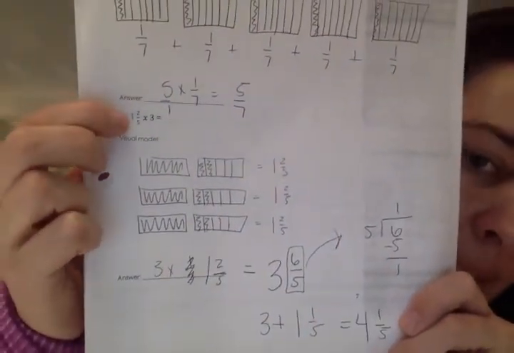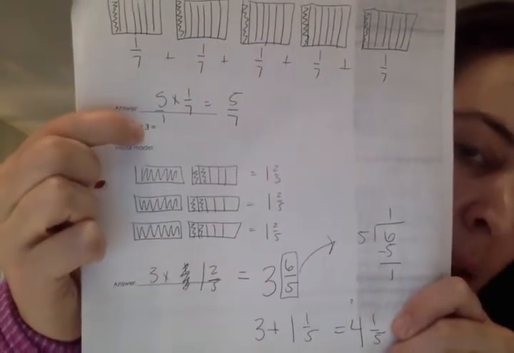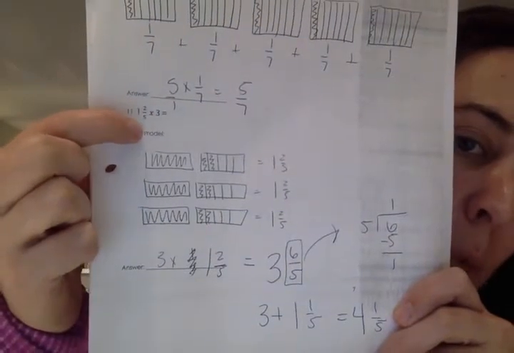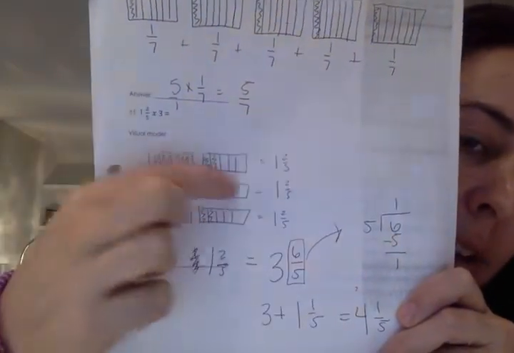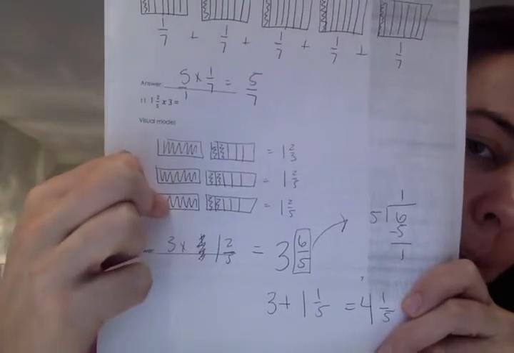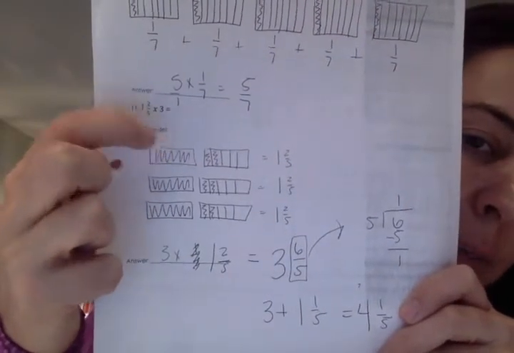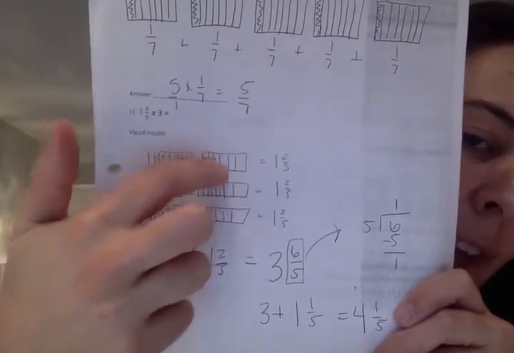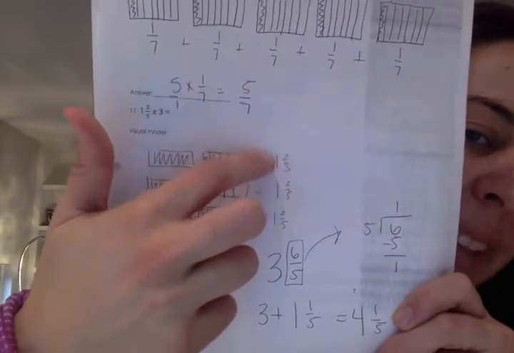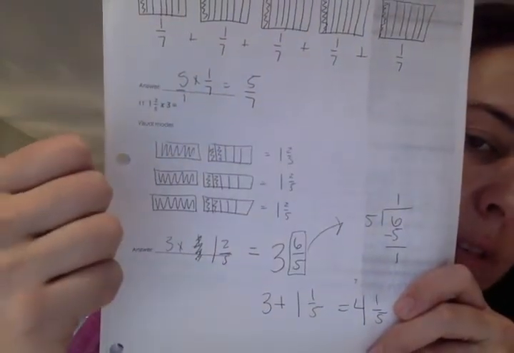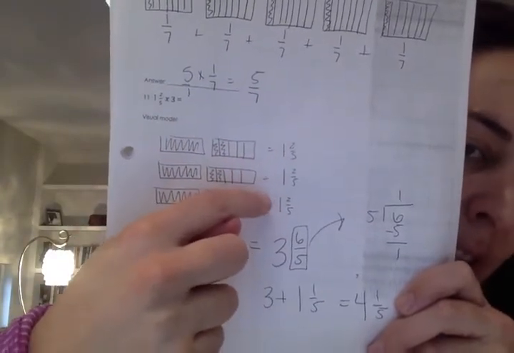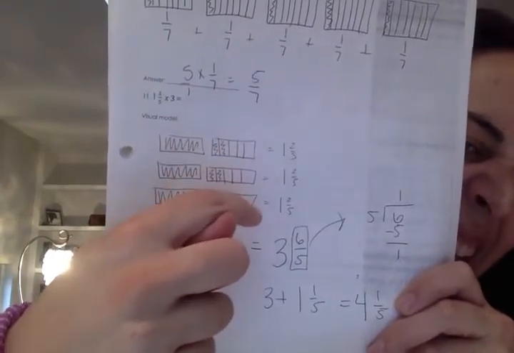Number 11, we're multiplying a mixed number by a whole number. We can represent that with a picture by drawing 3 groups of 1 and 2/5. So I have group 1, group 2, and group 3. I represent 1 and 2/5 by drawing a whole fraction strip that's shaded, and then a fraction strip that I divide into 5 pieces and I shade 2. I labeled it 1 and 2/5 so that it was very clear for myself. So 1 and 2/5 and 1 and 2/5 and 1 and 2/5.